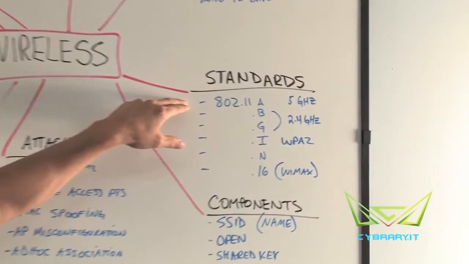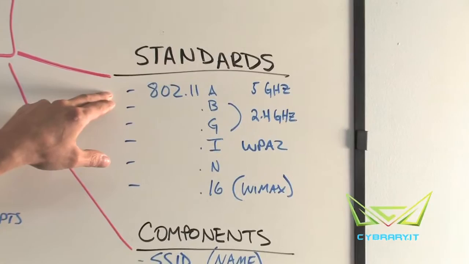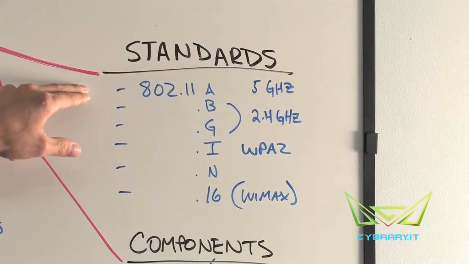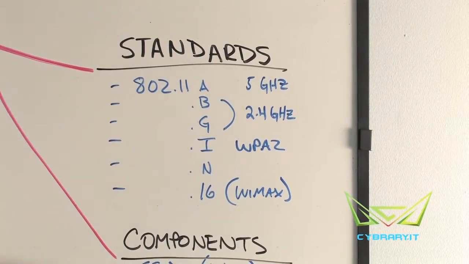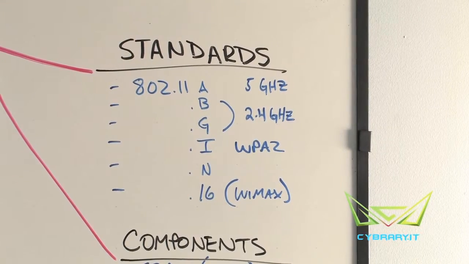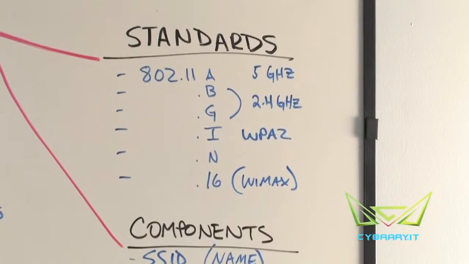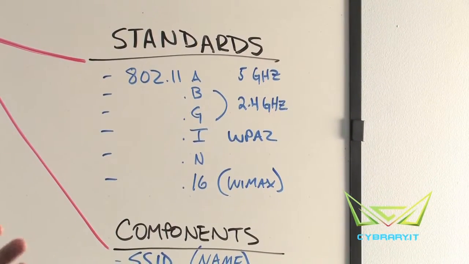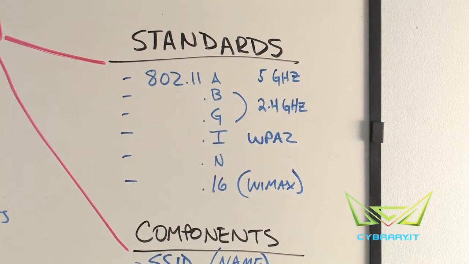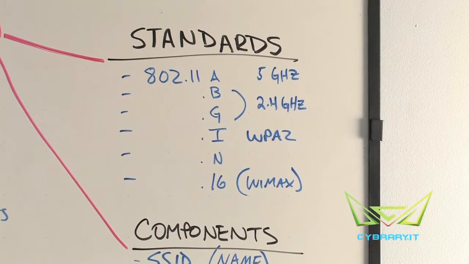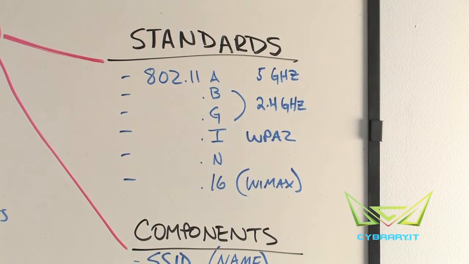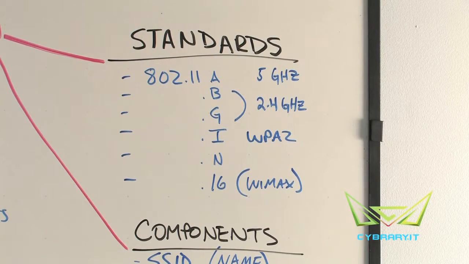You're going to need to know all of the 802.11 series: A, B, G, I, N, and 16. So 802.11a was our first standard, and that operated off of the 5 gigahertz frequency. Then B and G compatible was very, very popular. B was a little bit slower, 11 megabits per second, and then G up to 54 megabits per second, but nonetheless they operated on the 2.4 gigahertz spectrum.